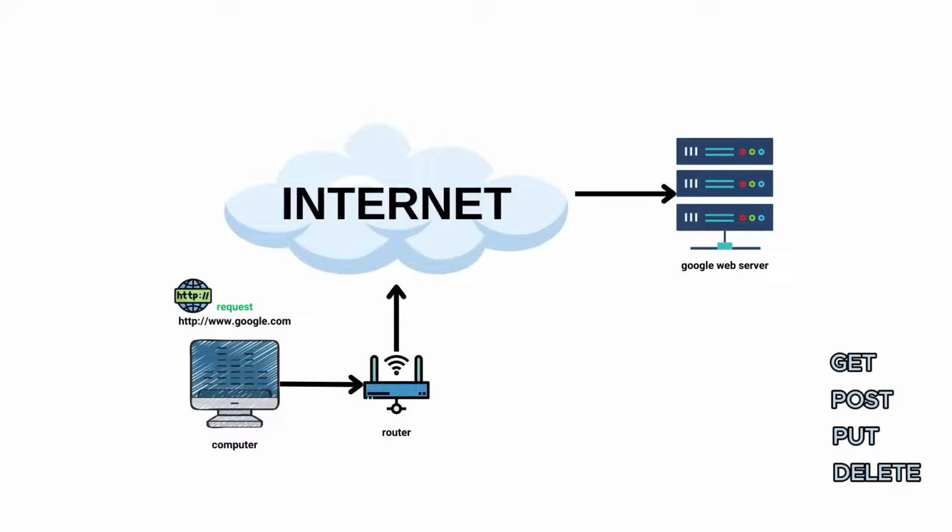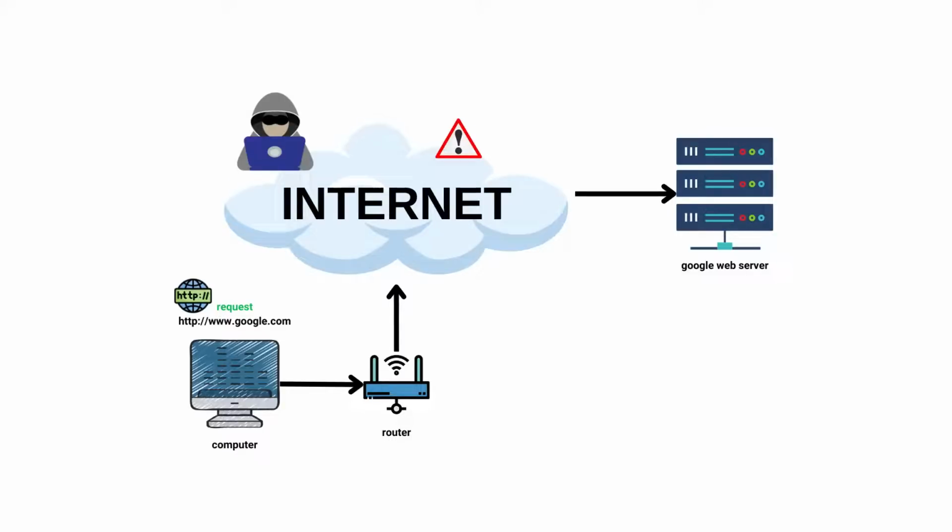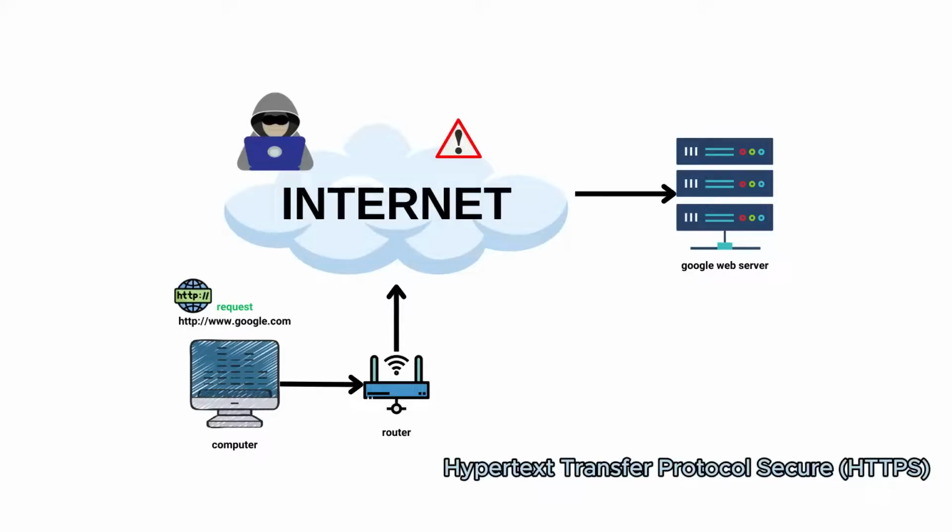In this example, imagine that you are sending a GET request to the google.com server. If data such as username and password are sent to the server in HTTP, there may be security problems because the data is not encrypted. Another protocol, HTTPS, was developed to solve this problem. HTTPS stands for the Hypertext Transfer Protocol Secure. Thanks to HTTPS, the data sent is encrypted and security problems are prevented.